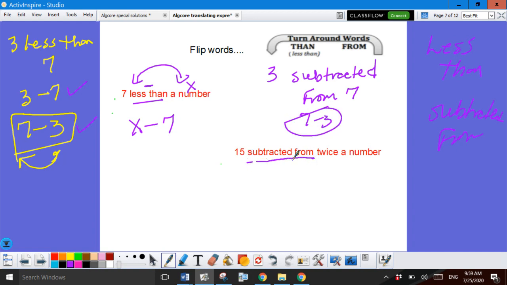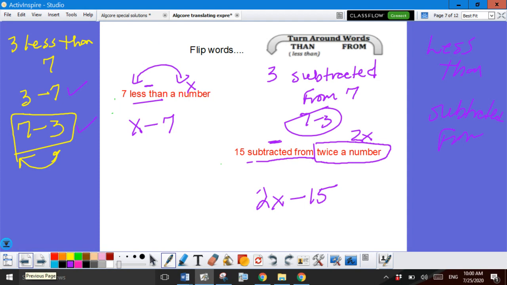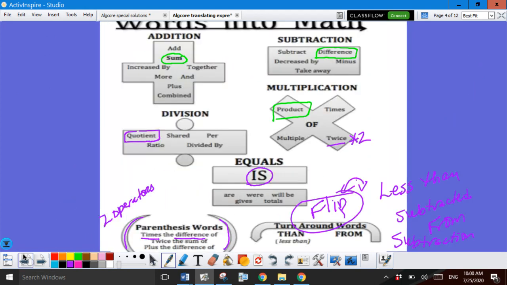So I have 15 subtracted from, I know it's minus, and then I have twice a number. Well, twice a number is 2x or 2n. So 2x minus 15. All right, let's see what you can do with your practice today with translating. Again, you might want to keep this handy as you're working to make sure that you can look words up if you need to.